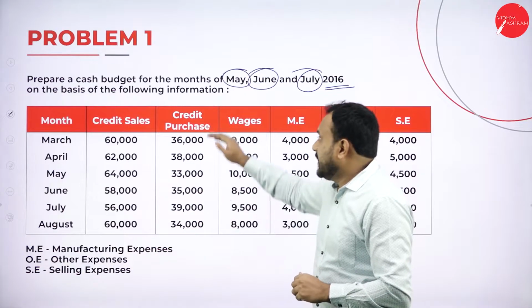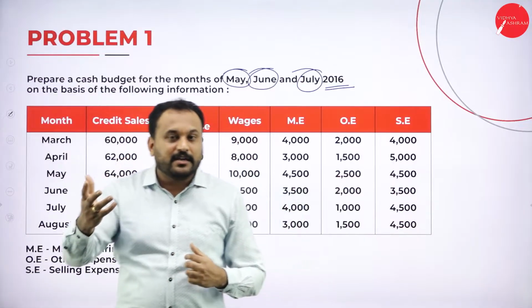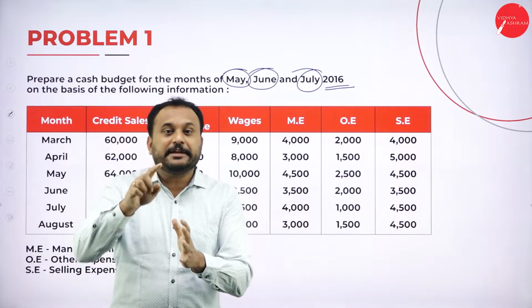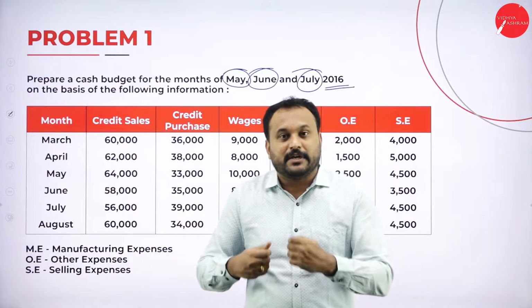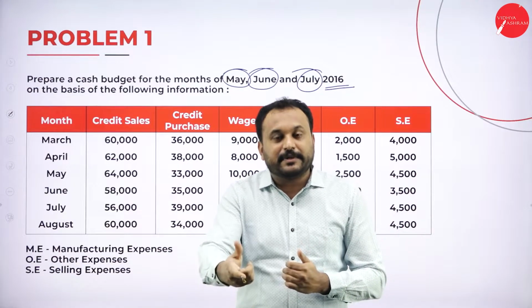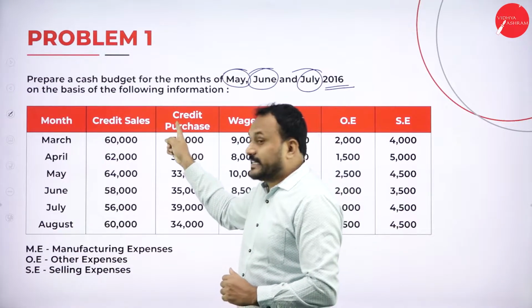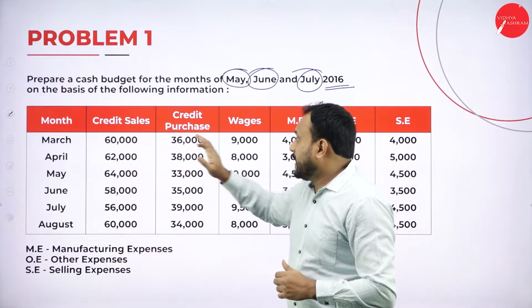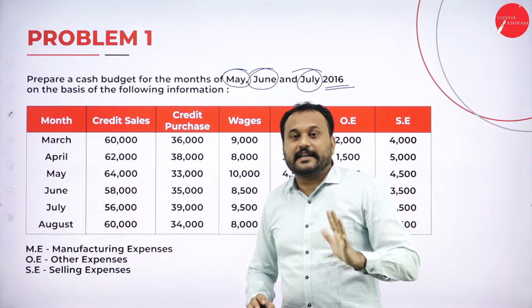The next one here is credit purchase. That means I have purchased from somebody, but on credit basis. That is, I have purchased, but I'll not pay right now. See, the minute I take something and pay him immediately, it is not credit purchase. It is purchase, right? But here it is credit purchase. In the month of March, I have taken something valued at 36,000, but on credit.